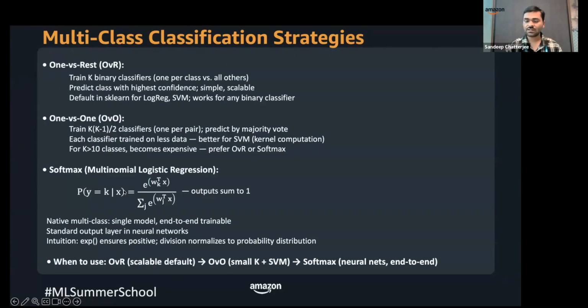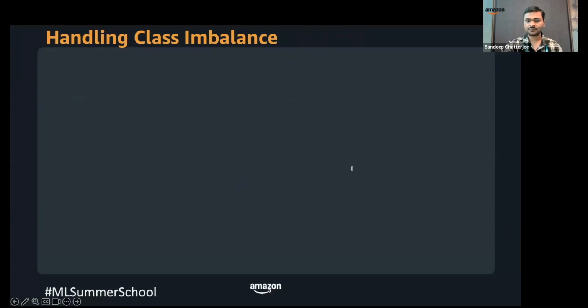Now coming to the next topic, class imbalance. We have talked a lot about algorithms, but now we need to talk about the data itself. One of the most common and dangerous scenarios: imagine we are building a fraud detection model here at Amazon, and let's say 99.9% of our transactions are completely legitimate, like most of the transactions are legitimate, right? And only 0.1% are actually fraud.